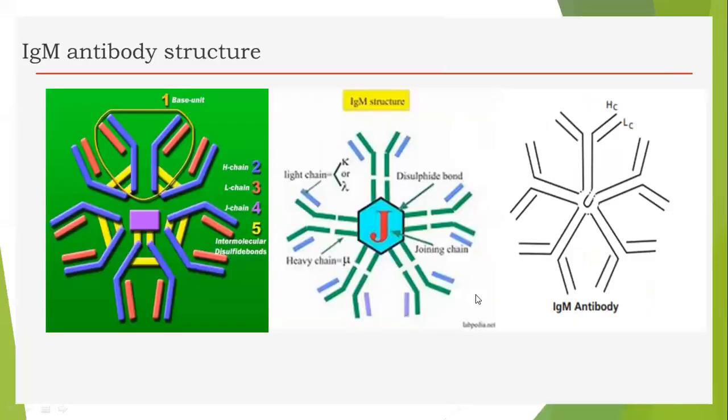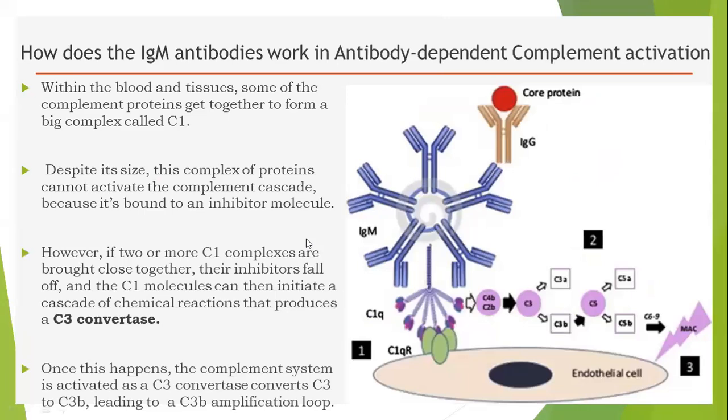Okay. And there we have it. We have got the basic units there of immunoglobulin with a light chain and a heavy chain. We've got the J chain there and the disulfide bonds holding the IgM immunoglobulin. So a key question that we ask is, how does the IgM antibody work in antibody-dependent activation?